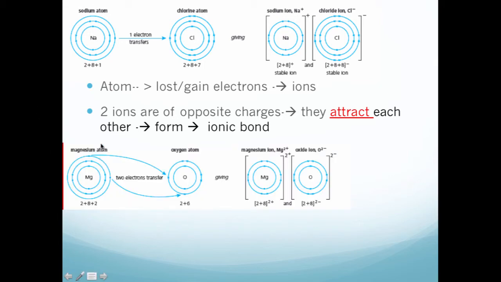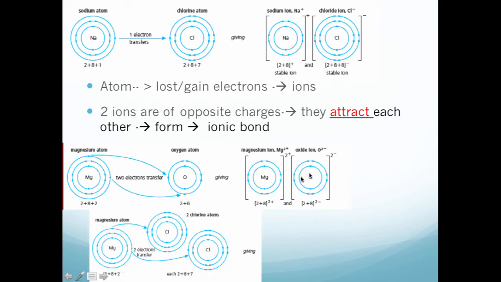Another example, magnesium atom. You can see that the magnesium atom has two extra electrons to lose to be super stable. An oxygen atom just needs two more, so they kind of make an exchange. The magnesium atom gave those two to the oxygen atom, and then the magnesium atom becomes stable, and the oxygen atom becomes stable as well. They're both happy.